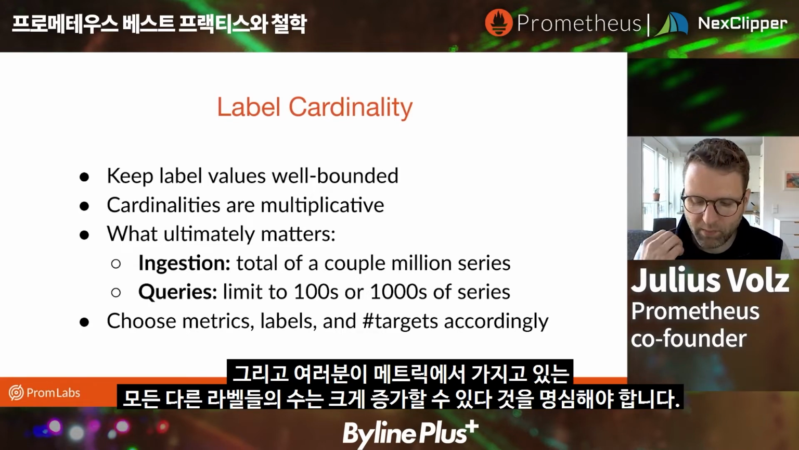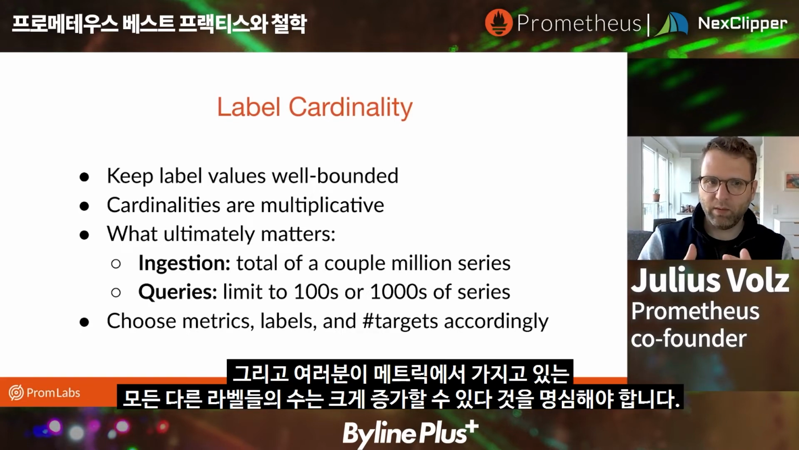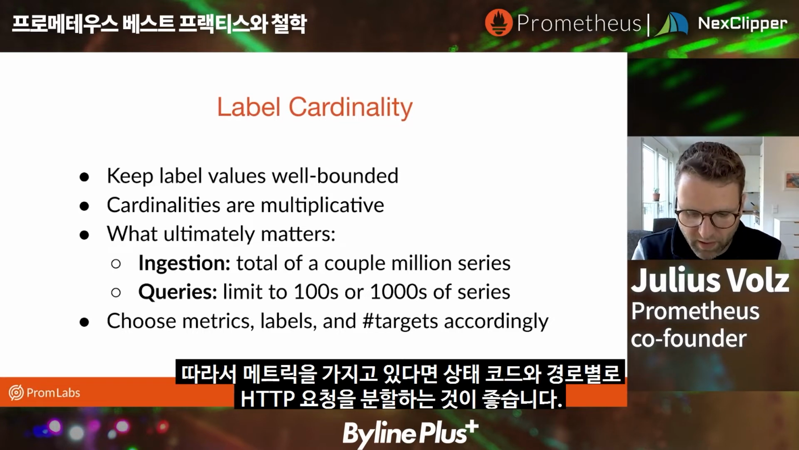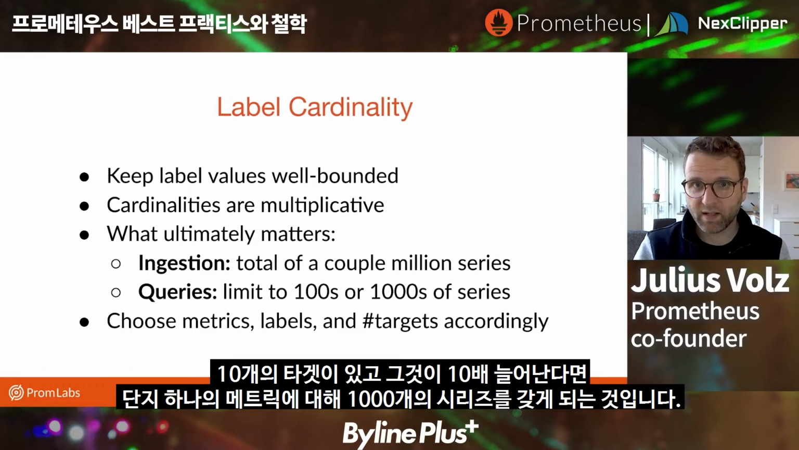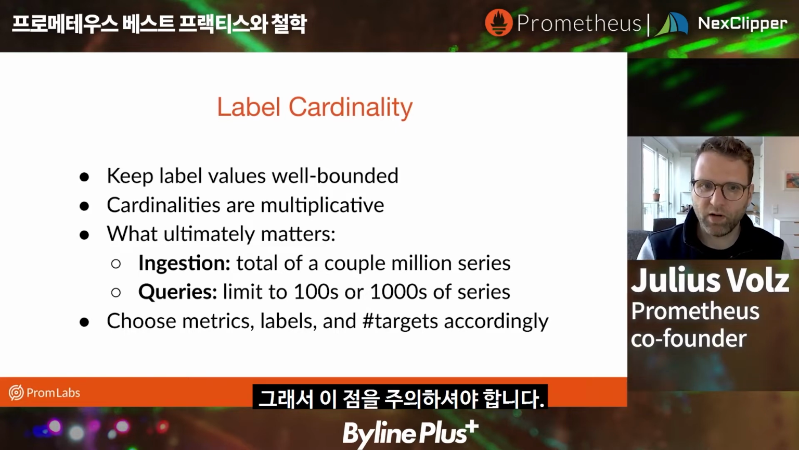And keep in mind that all these different labels that you have on a metric multiply together. So if you have a metric that is splitting up HTTP requests by status code and by path, and you have 10 paths and 10 status codes, they multiply and you have 100 series. And then if you have 10 targets, it multiplies by 10. So you have 1,000 series already just for that one metric. So keep in mind how that multiplies together.